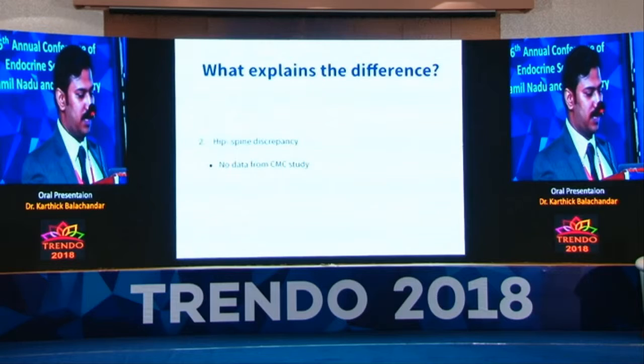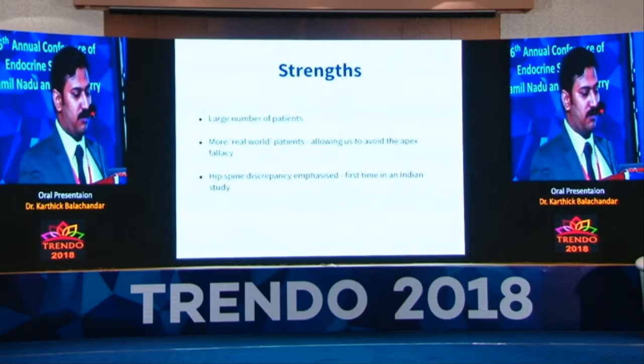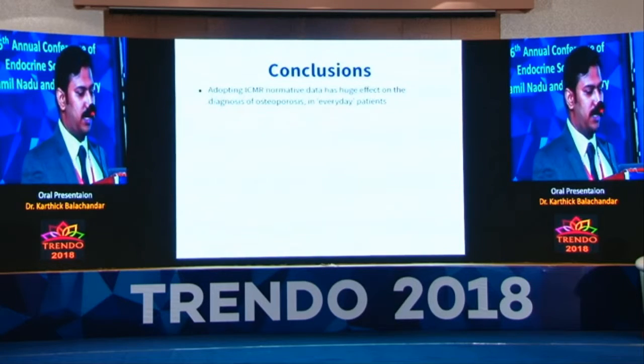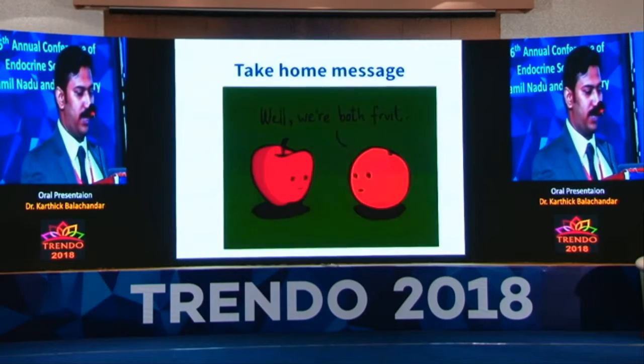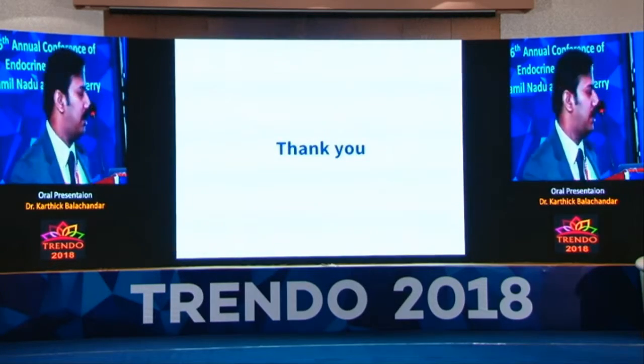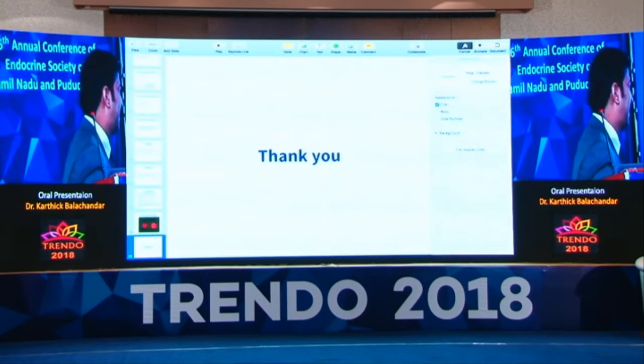Hip-spine discrepancy is an important problem, and the agreement between continuous variables works only if they are used as continuous variables, not when you cut them as categorical variables. So our strengths are the large number of patients, and to conclude, adopting ICMR data will have a massive change in the way we diagnose osteoporosis, and we need to compare apples with apples and not apples with oranges. Thank you.